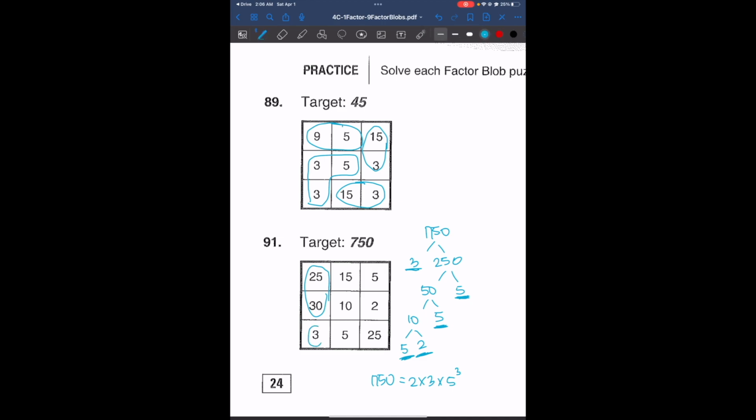Looking at this 3, we know that we need to put this 3 in a blob where there's a 1 two, and 3 fives. 25 is 5 times 5. So in this blob, we have 1 two, 1 three, and 3 fives. That's going to be one blob. Then the remaining numbers should be grouped into one blob. Already we have 5, 5 times 3, and 5 times 2. So we have 2 times 3 times 5 to the power of 3.